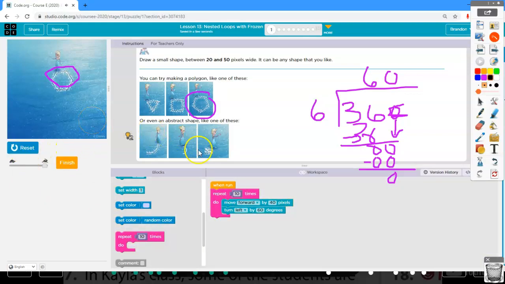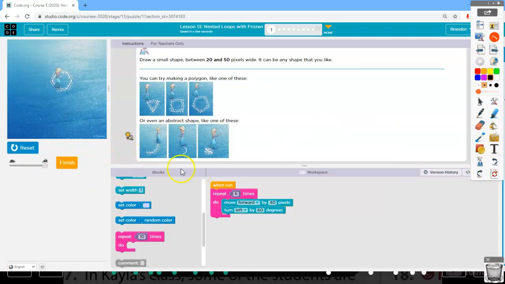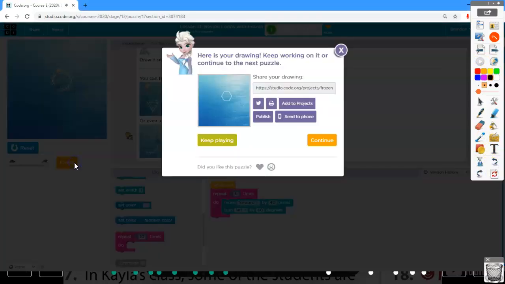And voila. Now, oops, I put 10 by mistake. I want it to be 6. So there's my shape. And I'll get rid of my annotations for us so we can see it better. Yeah, so now I'm ready to go to the next one. So I'll click Finish.